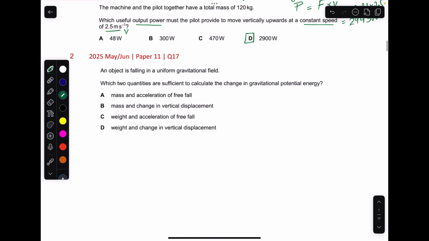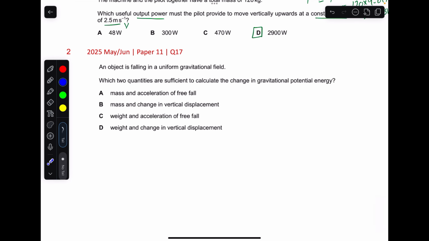In the next question, an object is falling uniformly in a gravitational field. Which two quantities are sufficient to calculate the change in gravitational potential energy? First you need to know what the gravitational potential energy is. If you remember from the IGCSE, it is mgh. If you see this as a whole, this is the weight, mg, and this is the vertical displacement, so it's option D. You need weight and change in vertical displacement.